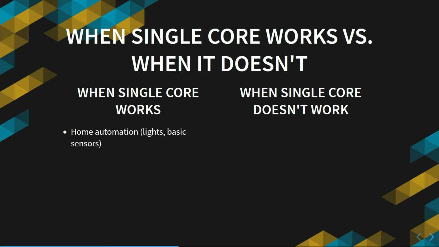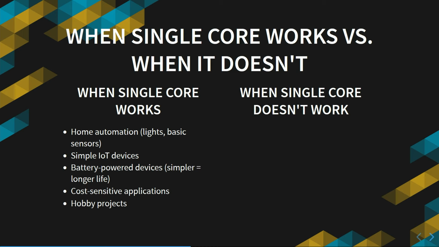From home automations like controlling lights or reading basic sensors, simple IoT devices where you're just collecting data occasionally, battery powered devices where simplicity means longer battery life, cost sensitive applications, and hobby projects. But on the right side, we see where single core becomes limiting.